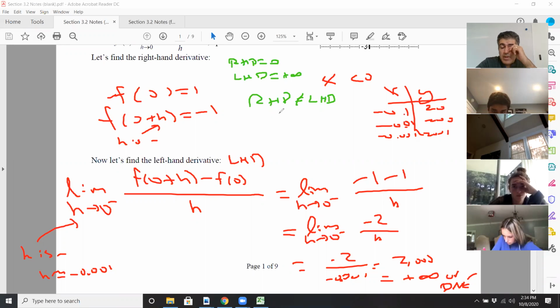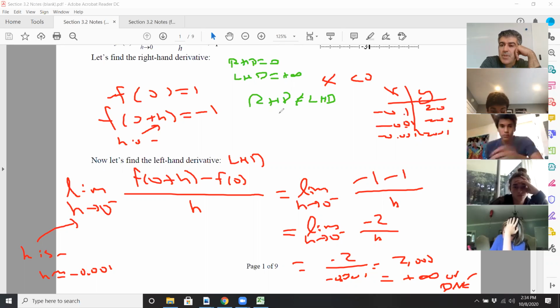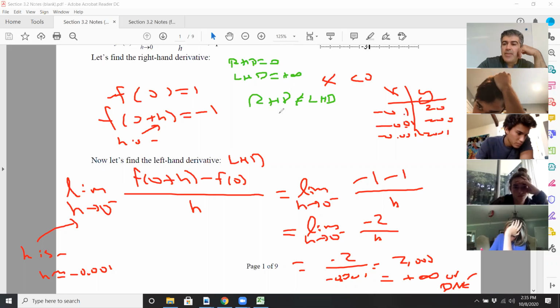Mr. Ramashni. Okay. So what is the conclusion that we draw from LHD and RHD not being equal? Not differentiable. You're not able to find the derivative at x equals 0. Because that's the definition of differentiability. The definition of differentiability is that if the LHD and RHD equal each other, you are differentiable. If not, then you're not differentiable. You're not able to take the derivative. Let's look graphically. Okay, thank you. No problem.